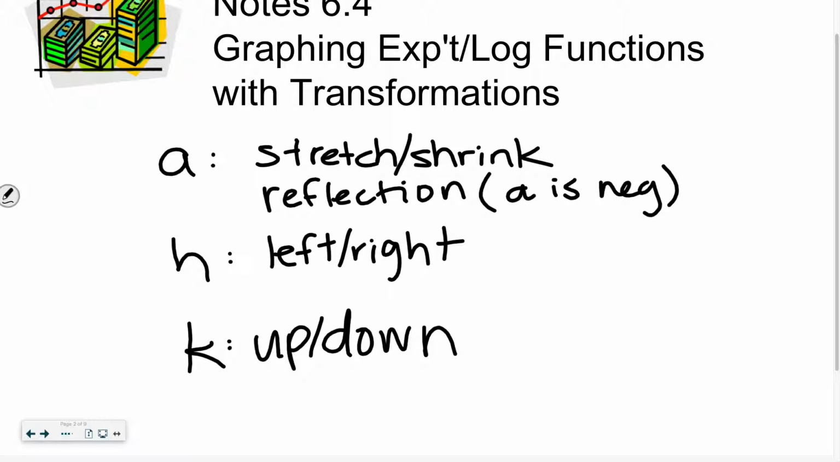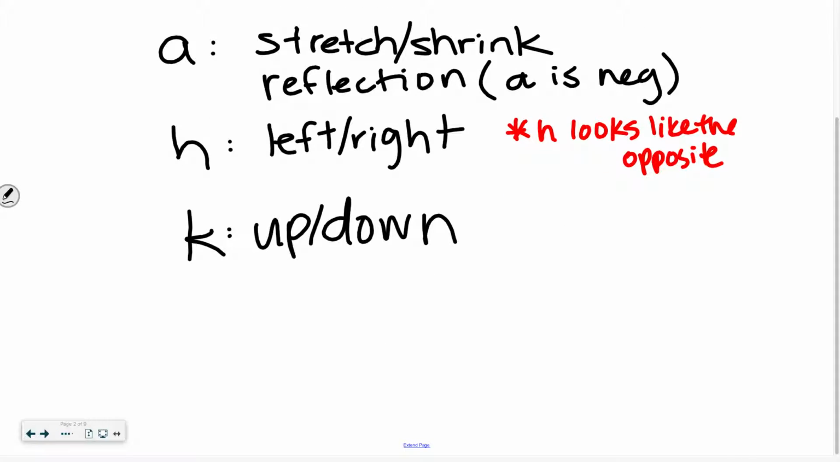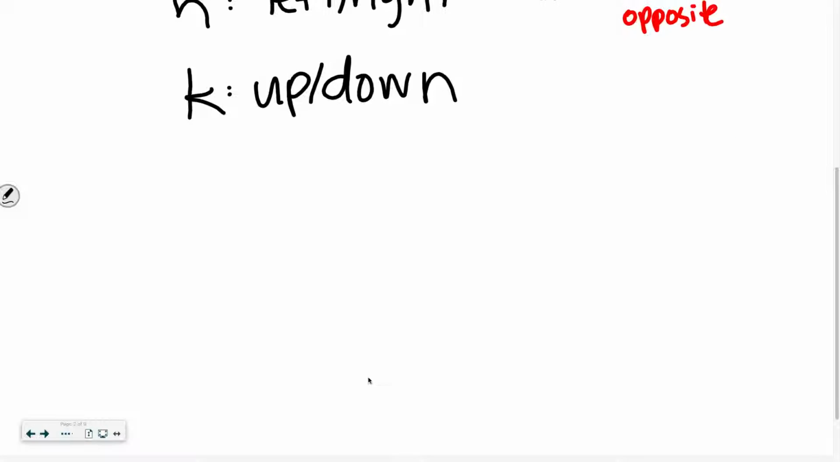No. H looks like the opposite in the equation. Okay, so maybe make a little note to yourself: H looks like the opposite of what it really is. And the reason why H looks like the opposite of what it really is goes back to how the general form of the equation looks. I'm going to do one for exponential and one for logarithmic.